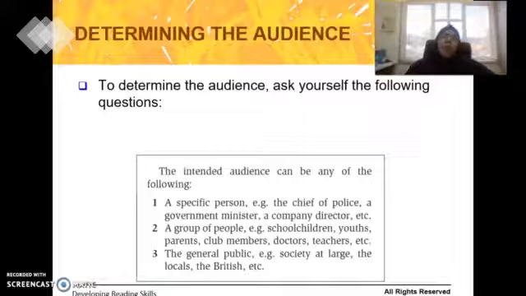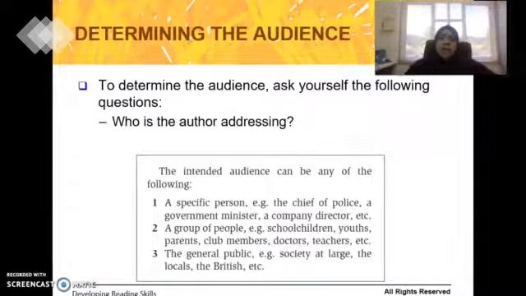Who are the target audience? Usually there will be one question to ask: who are the target audience of the author? To determine the audience, ask yourself the following. The intended audience can be a specific person, for example the chief of police, a government minister, a company director. A group of people, for example school children, youth, parents, club members, doctors, teachers. Or the general public, the society at large, the locals, the British.